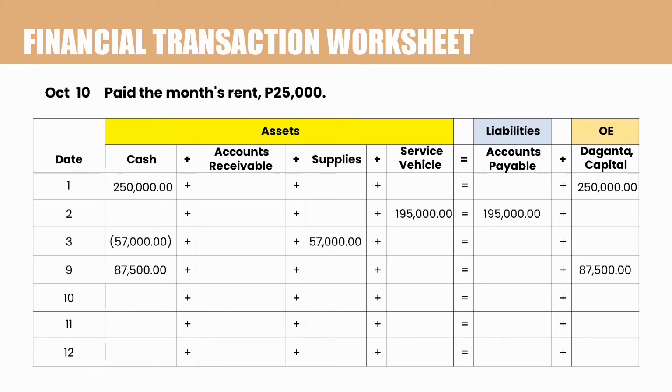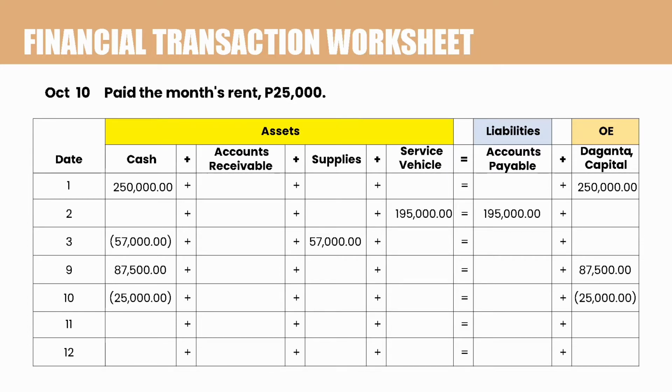October 10 naman, we have paid month's rent, 25,000. So, our record here is 25,000 negative sa ating cash and negative din sa ating Daganta Capital. Okay? Bakit? Kasi 'di ba ang maapektuhang accounts dito ay cash and rent expense because cash kasi nagbayad tayo, paid. Then, rent expense kasi ang pinambayad natin ay for our monthly rent, di ba? And kapag expenses, yun din ay under ng ating owner's equity.